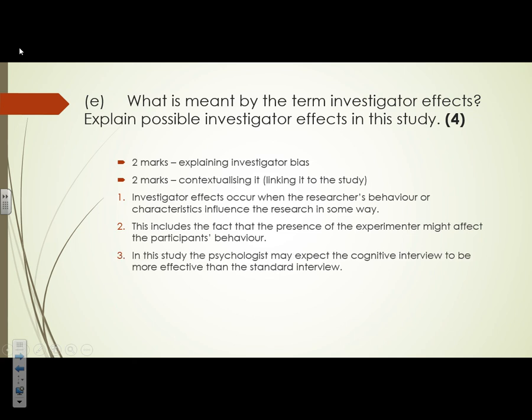So for me, I would read through it and I'd see the words cognitive interview and standard interview and think, yes, I've contextualised. I can get 3 marks for that. So you must make sure to get beyond 2 marks. You've linked it back to the study in your exam. In the study, the psychologist may expect the cognitive interview to be more effective than the standard interview. Then tell me why that's a problem. This may be unconsciously communicated to the participants through mannerisms such as smiling or frowning. And that would be all you need to do.